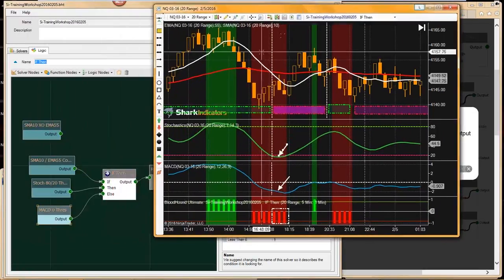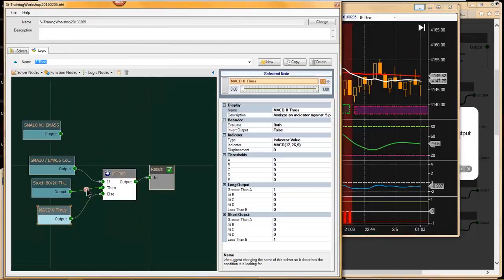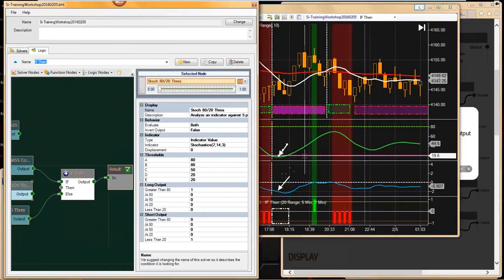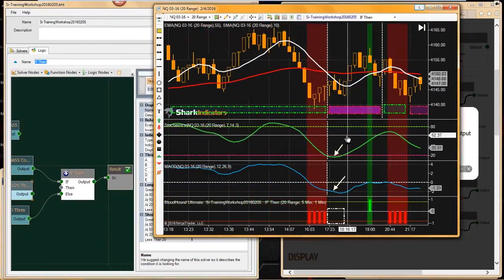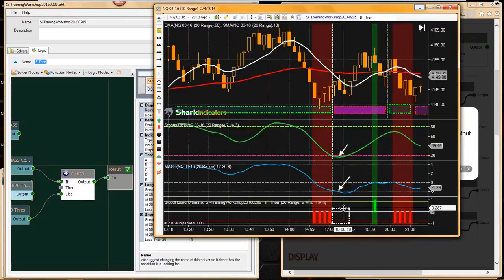And just to illustrate a point, if I disconnect the stochastic solver, now we can see the short output disappeared here. That's because there's nothing connected to the then. So there's no short signals getting through to the then.